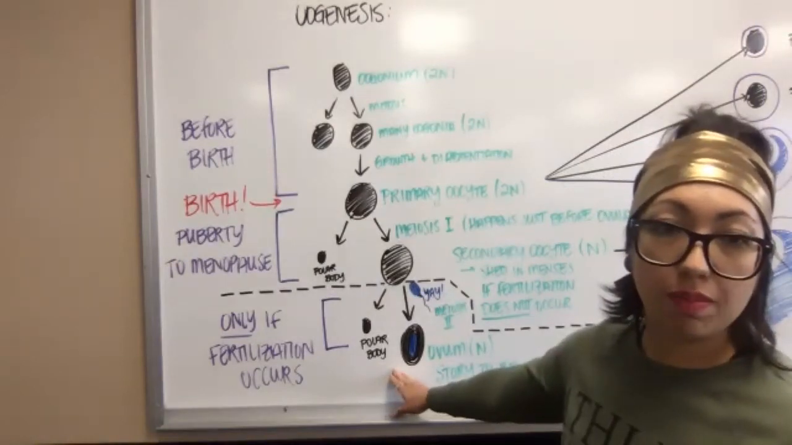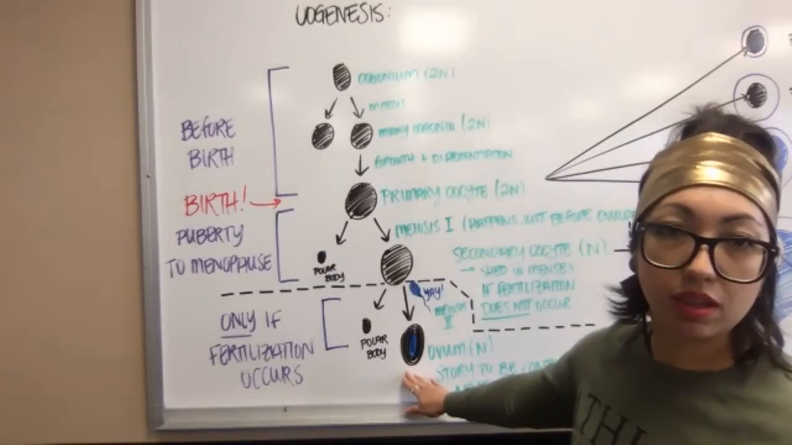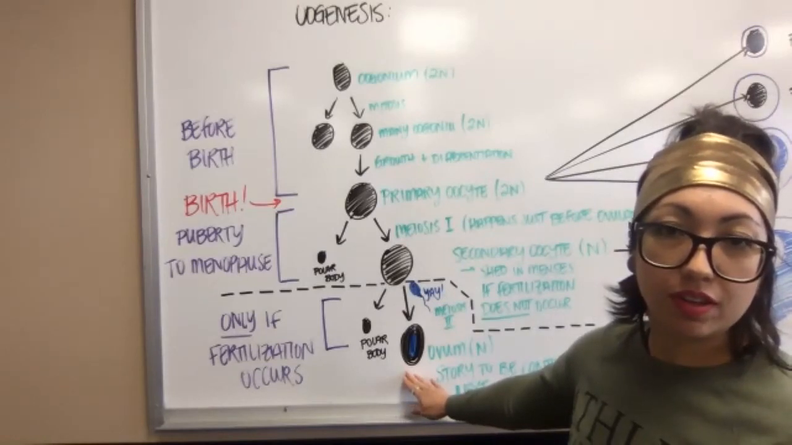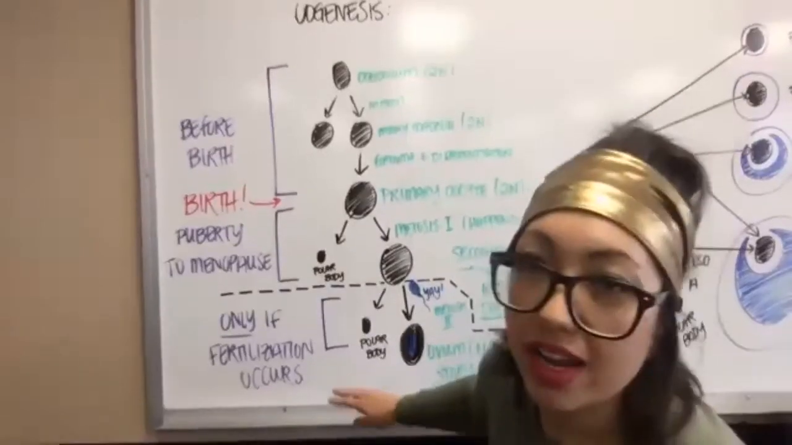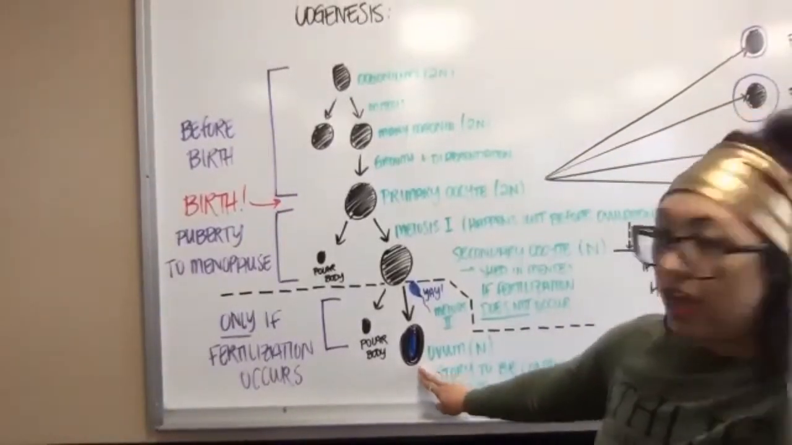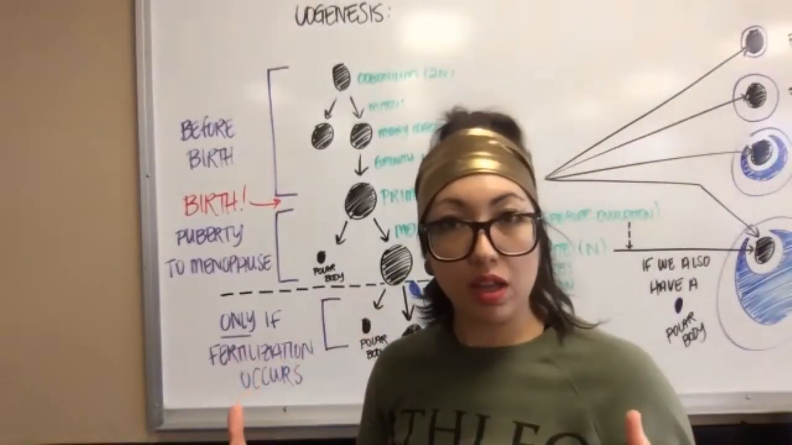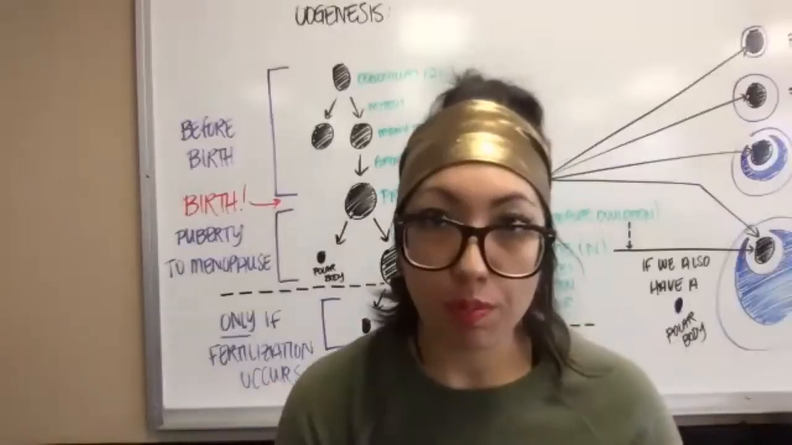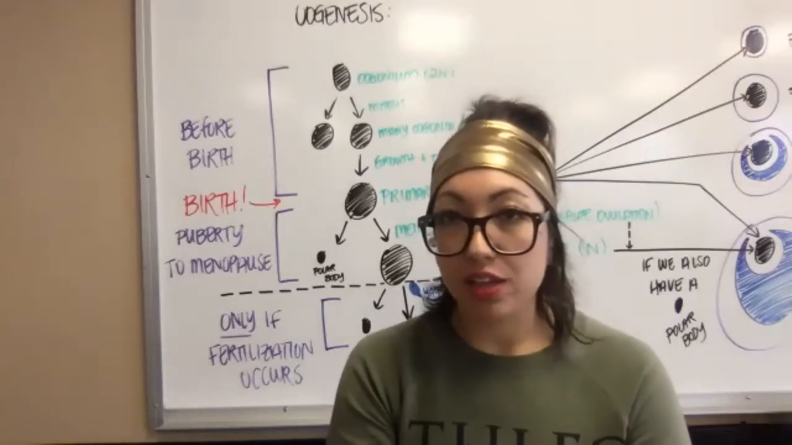An ovum is produced every month. So this one will be false. Why is this one false? An ovum is only produced if she becomes what? Pregnant, right? Or just right before conception. Yeah, so only if that egg is fertilized.